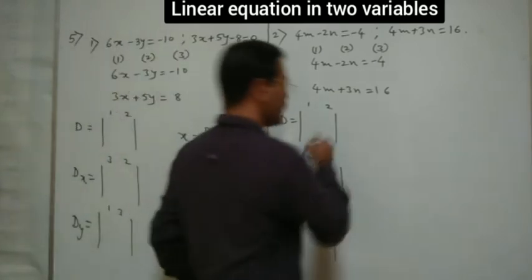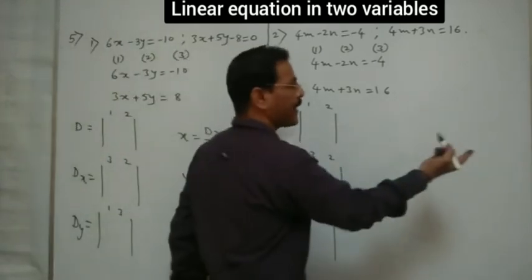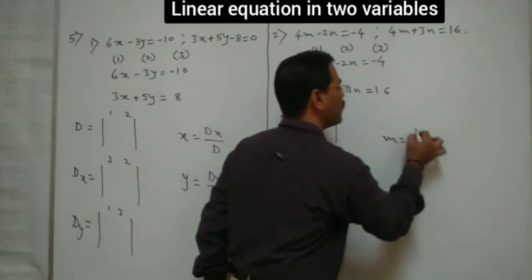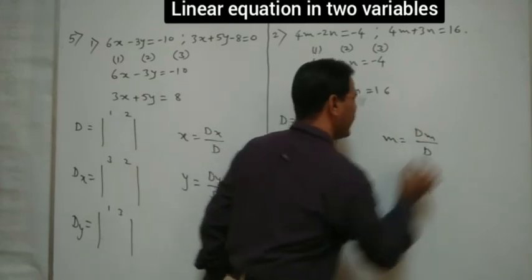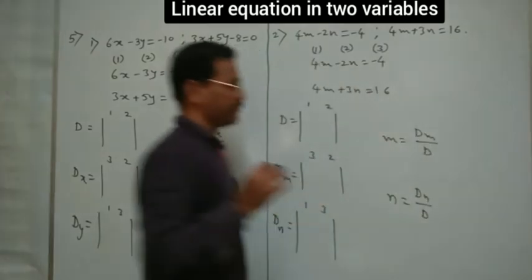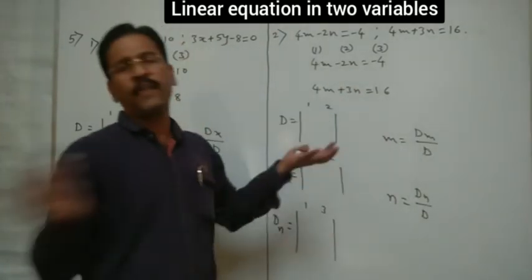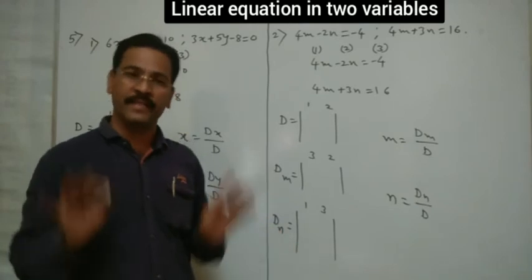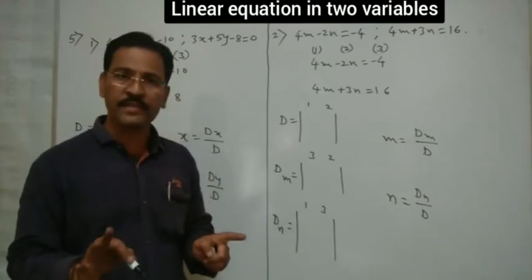Okay? So, after getting these three values, by applying Cramer's rule, we find m is equal to Dm upon D, and n is equal to Dn upon D. Put the values we get here, and we can get m and n very easily. Try to solve. Okay friends?